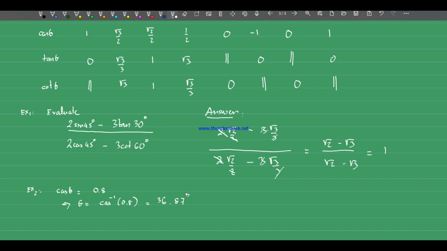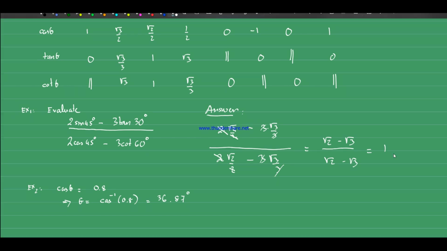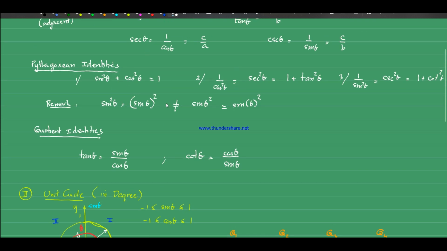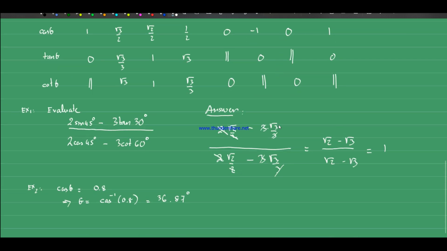Again, we're going to talk about the inverse later on, but right now they are introduced, so I have to introduce how to use the calculator first. In the next example, we're going to use the trigonometry identities we had at the beginning to evaluate trigonometry functions. Let's see how we do that. I'm going to jump to the next page right here.